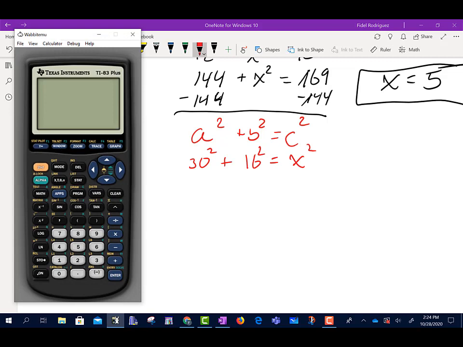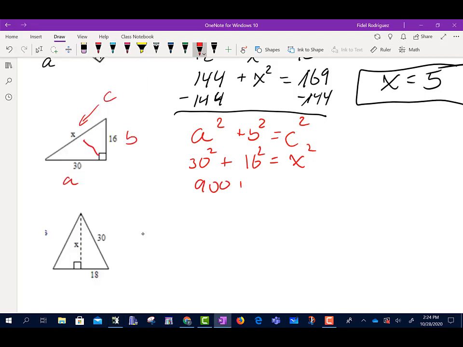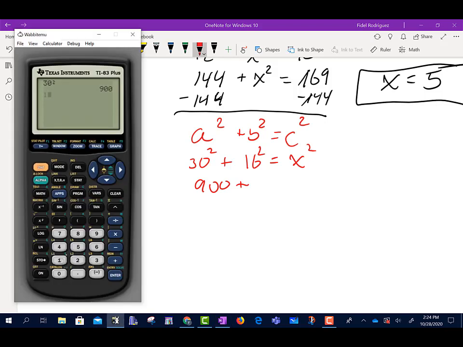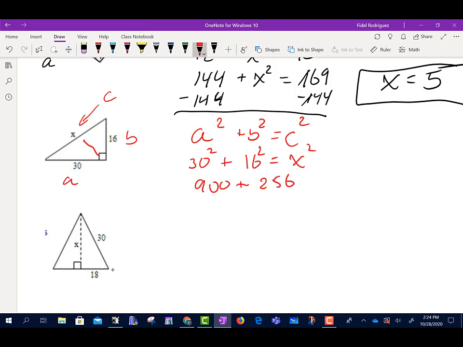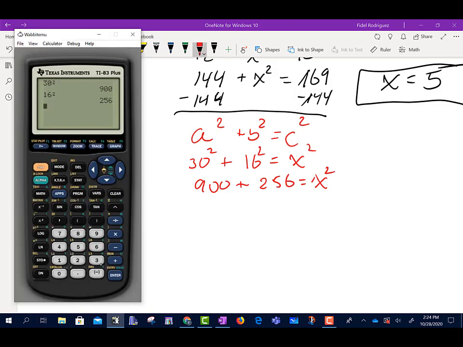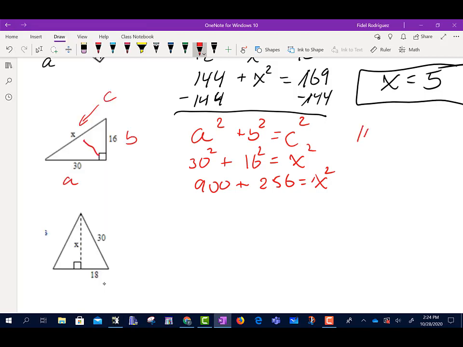So I'm going to grab my calculator. Let me turn it on, clear it out. I need to figure out what 30 squared is. 30 squared should be like 900, a big number. Plus, let's do the same thing, 16 squared is 256, is equal to x squared. Now we're going to add those two numbers together. Let's see, 900 plus 256, and I'm coming up with 1156 is equal to x squared.